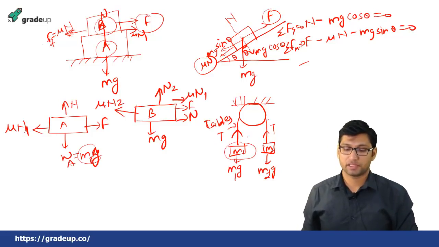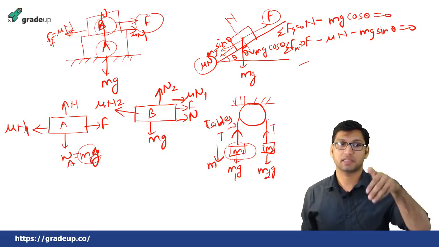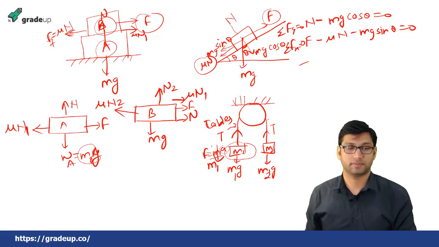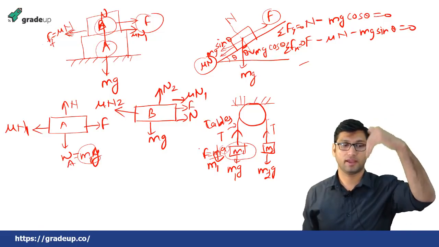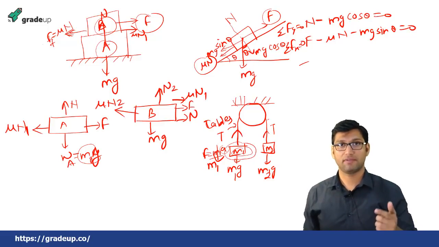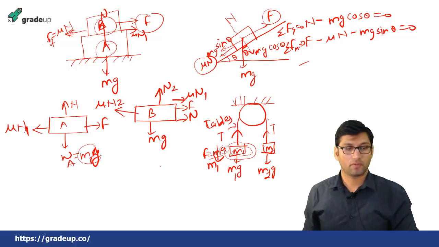Now we assume that, initially, this weight m1 is moving in this direction. So there will be acceleration in this direction. There is a force F which will be equal to m1 into a, where a is the acceleration. So we'll assume that the block having mass m1 is moving in this downward direction. Now what will be the free body diagram for m1?